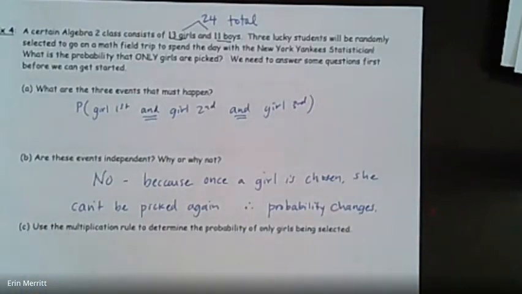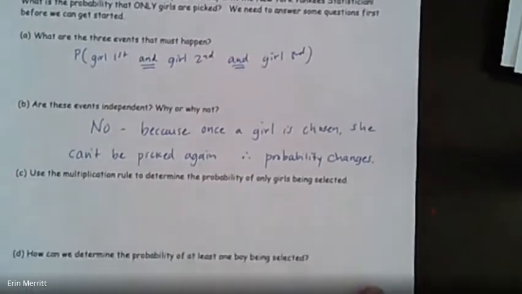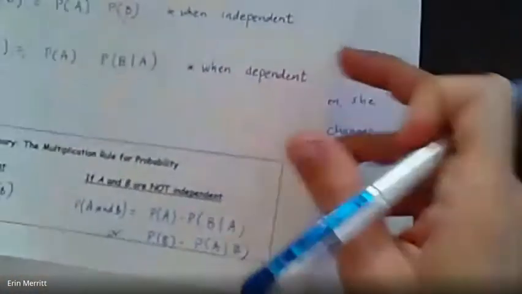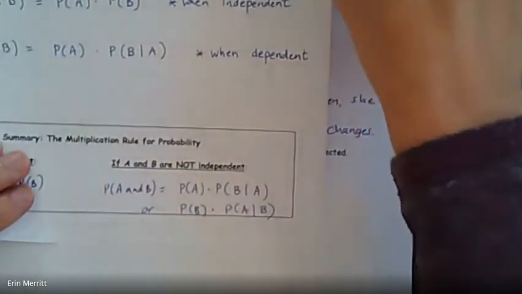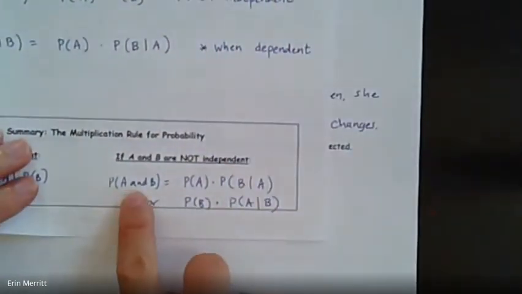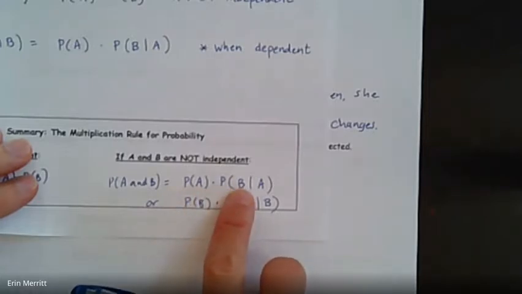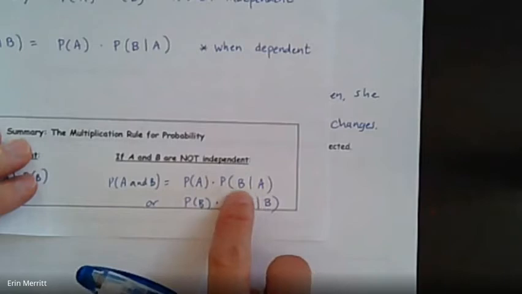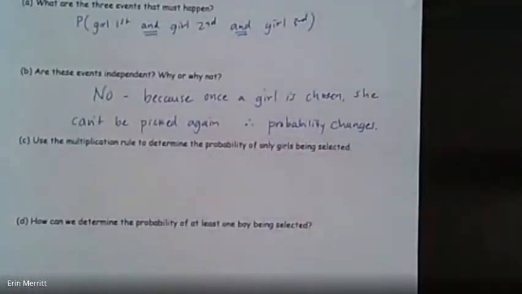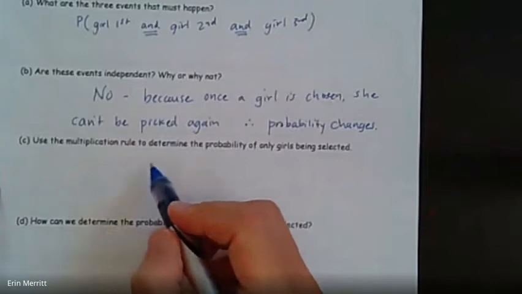Right. So when it says use the multiplication rule to determine the probability of only girls being selected, I don't want you to get all crazy fancy with the writing. Right? But on the first page, we had said, all right, if they're not independent, then the probability of A and B, you're going to do the probability of the first thing, but then times the probability of the second thing, given that the first event has occurred. So all it means is we're just going to change this number, right? Could I write it using all the fancy notation? Sure. Super not necessary, all right?